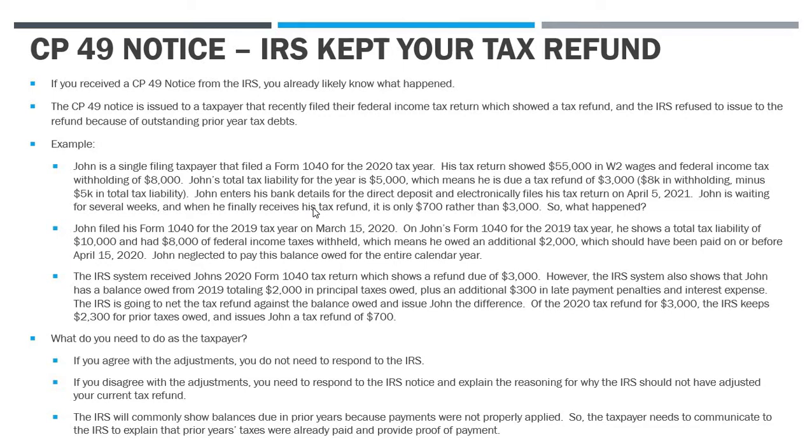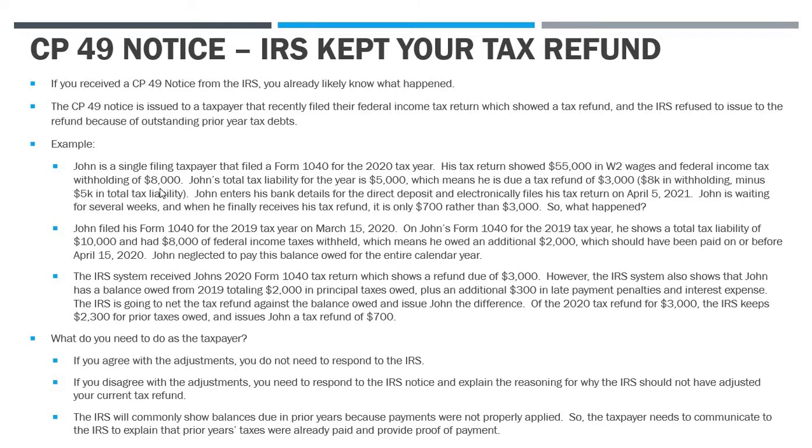Well, if you've got this notice and you're watching this video, you probably already know what happened, right? You were issued a CP49 notice, and the language on the notice says that the IRS kept some of your tax refund, right? So why did they do that? Well, the IRS will keep some of your refund and issue you this notice if you have any outstanding prior year tax debts, right? So that's really what's going on here.